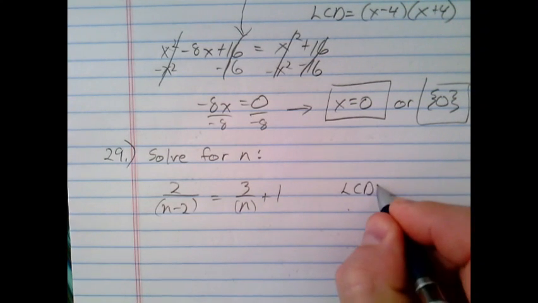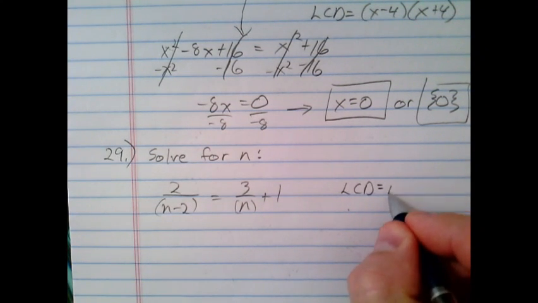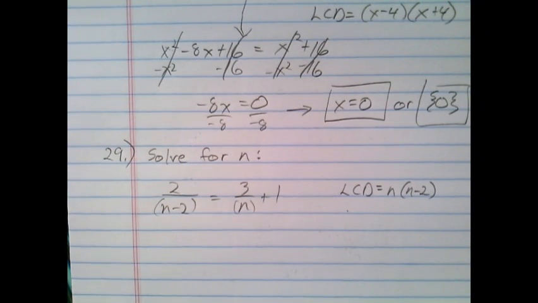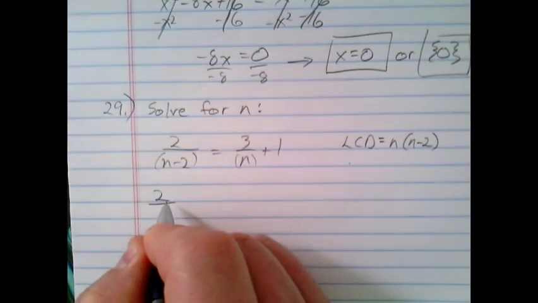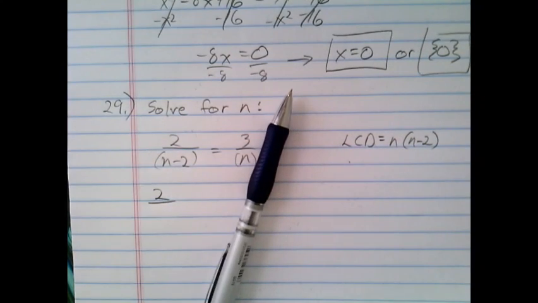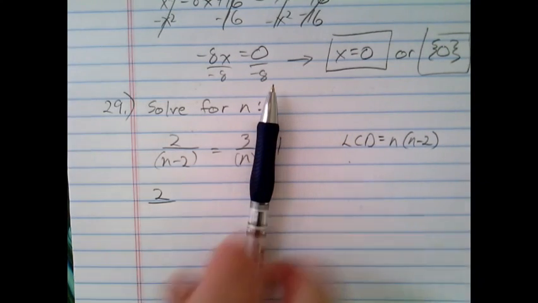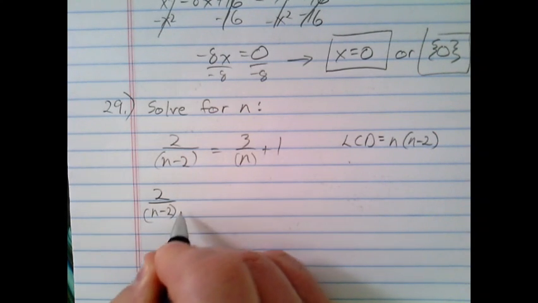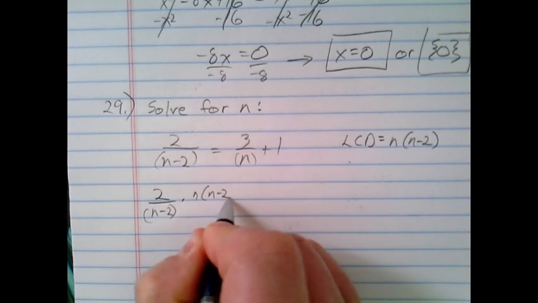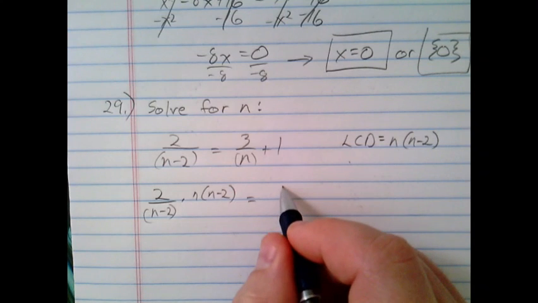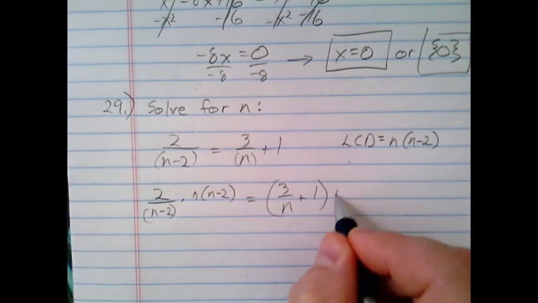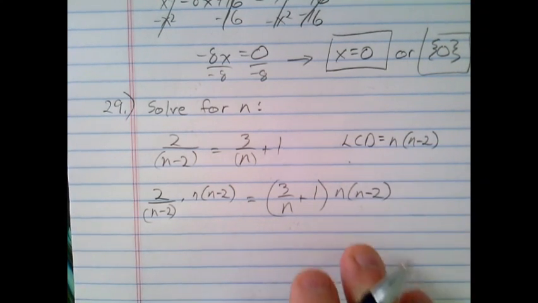In this case, it looks like my lowest common denominator would have to have a factor of n and a factor of n minus 2. So I'm going to multiply both sides of this equation by n times n minus 2. So the left side is 2 over n minus 2, I'll multiply that by n times n minus 2. The right hand side, I've got 3 over n plus 1, so I'll multiply that by n times n minus 2.